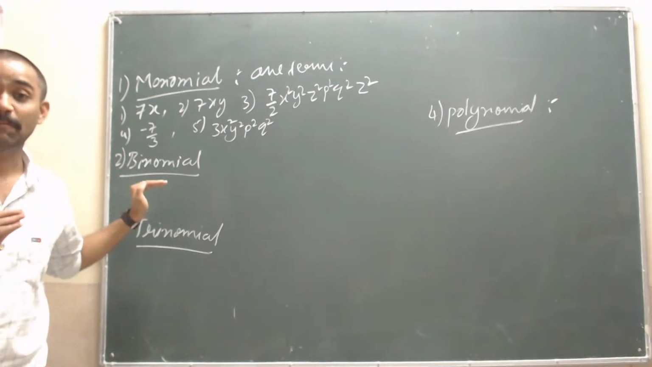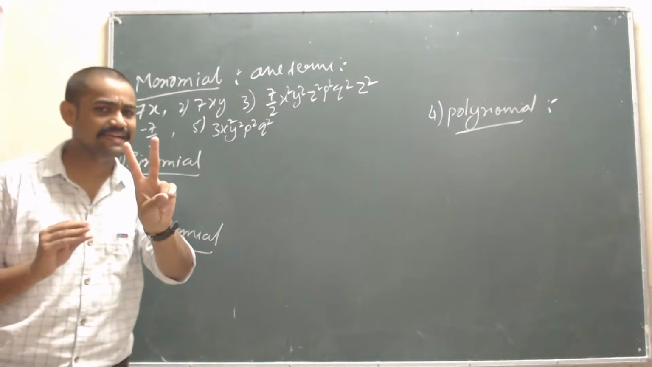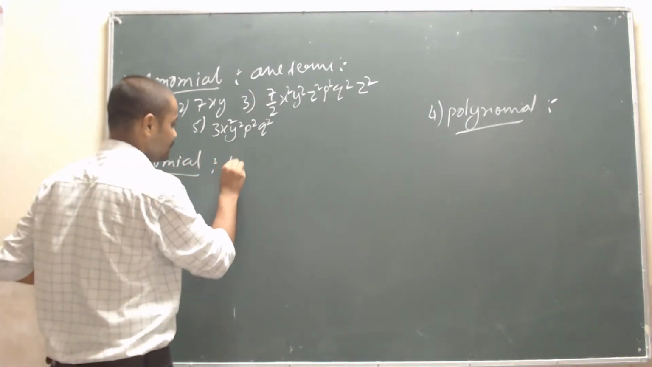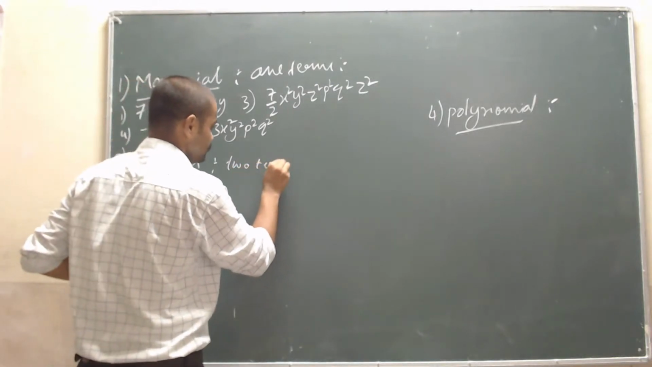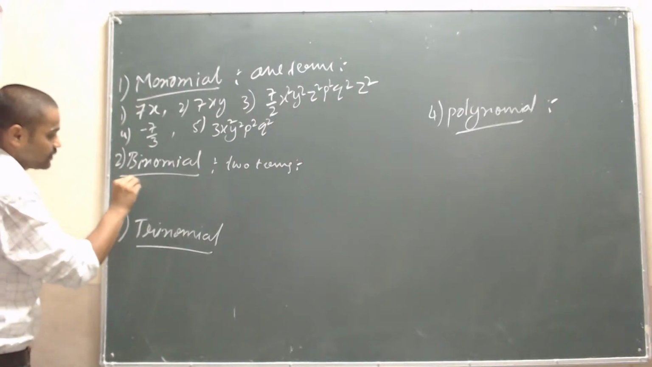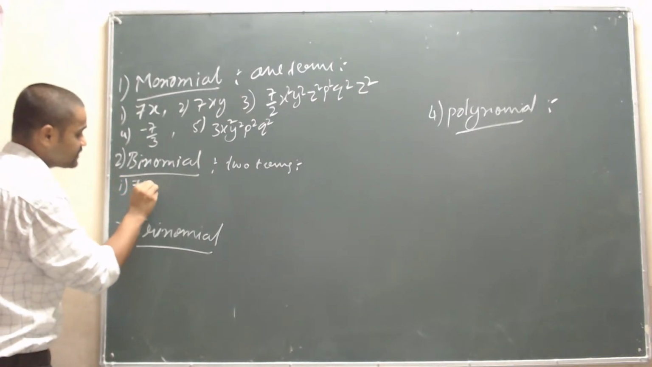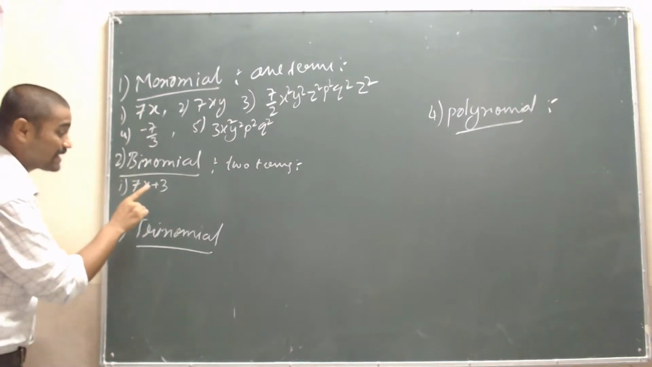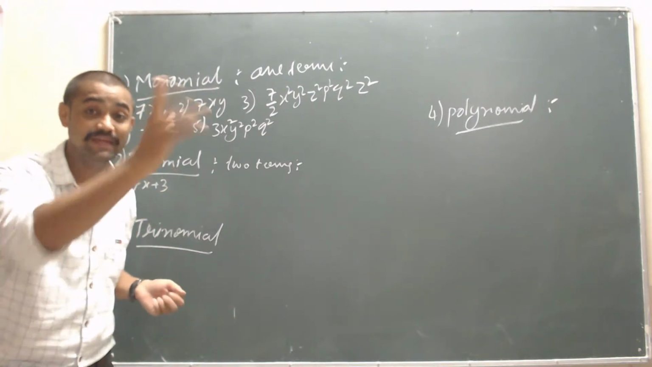That is, we have binomial. Binomial means the expression must be made up of two terms. I will write it here. It must be made up of two terms. Give an example. That is the first one, 7x plus 3. How many terms, students? One term, two terms. Because of plus and minus the terms will be increased.